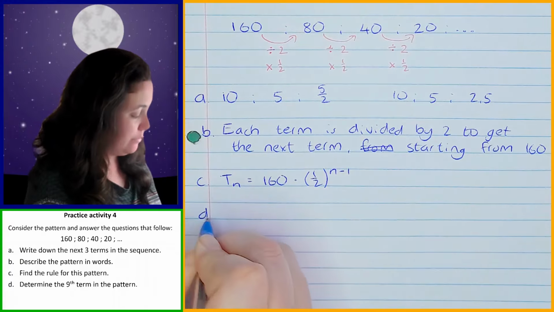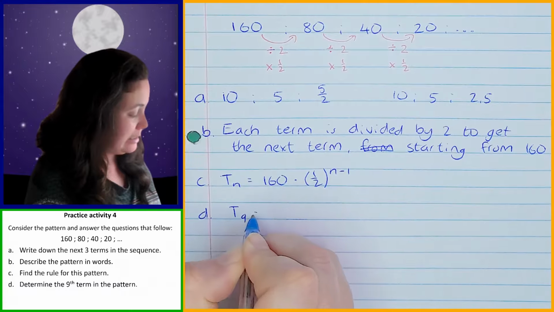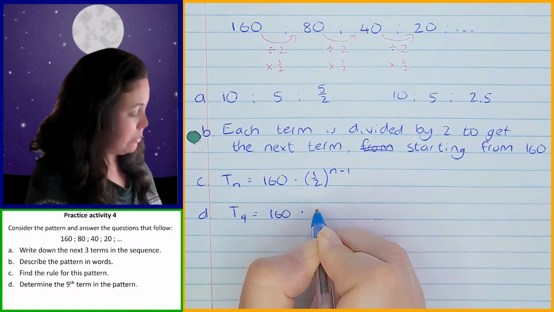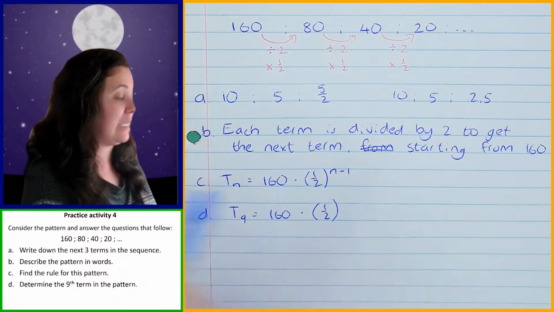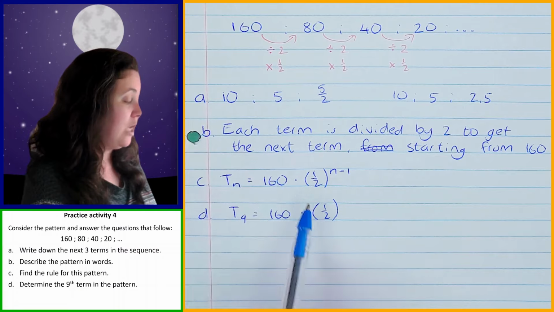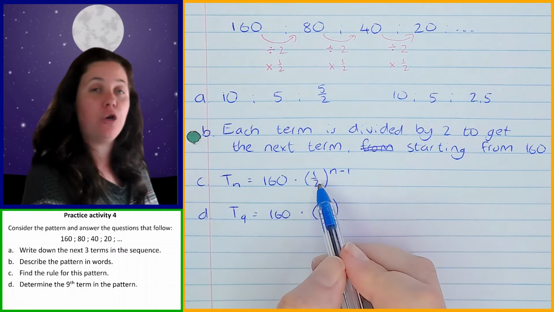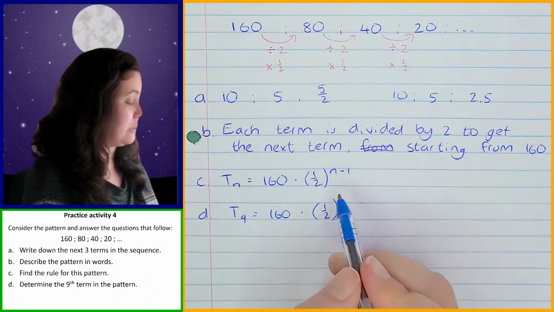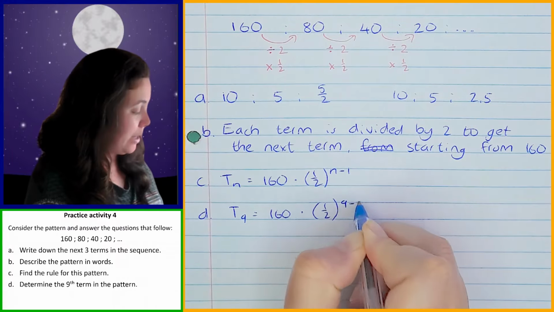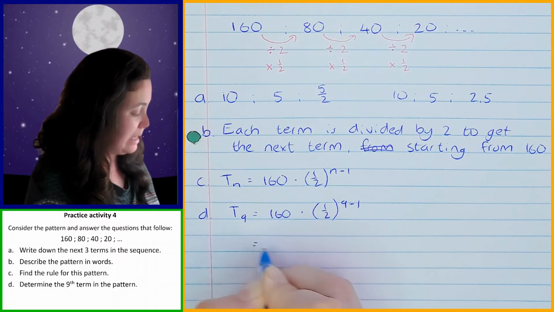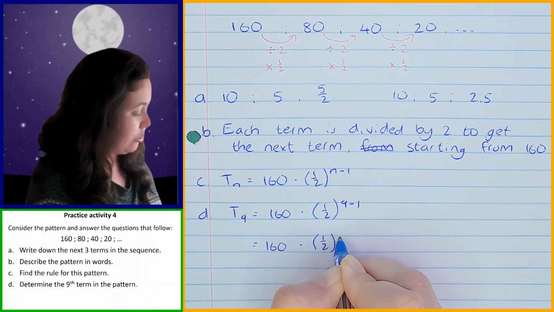And then question D, we have to work out what the 9th term in this pattern is. So T9 is equal to 160 multiplied by a half. Please also note over here, I'm putting the half in brackets, just like I did with the negative ratio. When you have a fraction, you also need to put it in brackets. Otherwise, the exponent actually only applies to the numerator if you don't put it in brackets. So to the power of, in this case, 9 minus 1. So that is the same as 160 times a half to the power of 8.